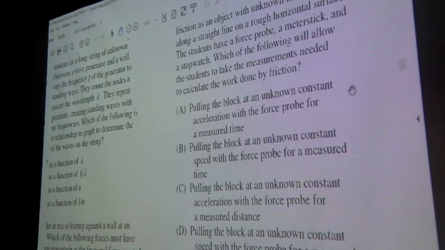I guess not. D. D is the answer. I was originally D, D is the answer.